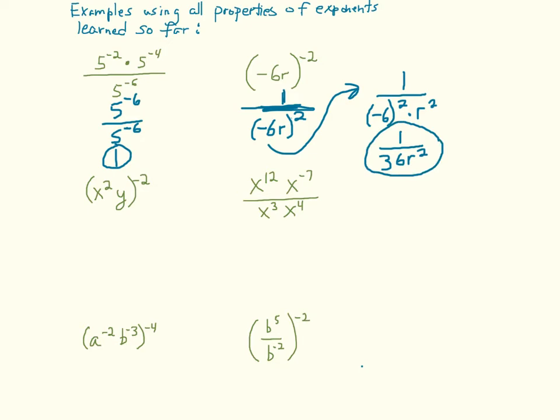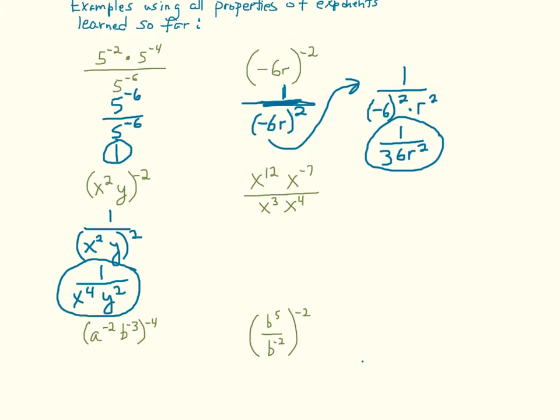And for the next example, I have x to the second times y, all that to the negative second power. Once again, I'm going to make that 1 over, leave the parentheses for now, to the positive exponent. Then I'll distribute that using the power of a product rule, and so that's going to be x to the 2 times 2 or 4, and y squared.